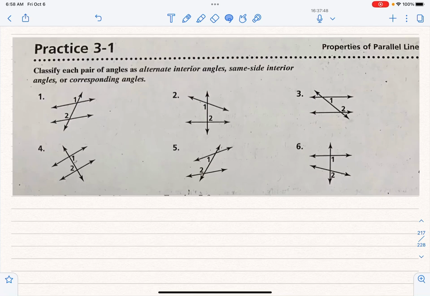Good morning, everybody. We're going to take a quick look at the worksheet from yesterday. So if you had that and you get it out, we're going to go over the answers to make sure you feel confident of what you should and should not have.